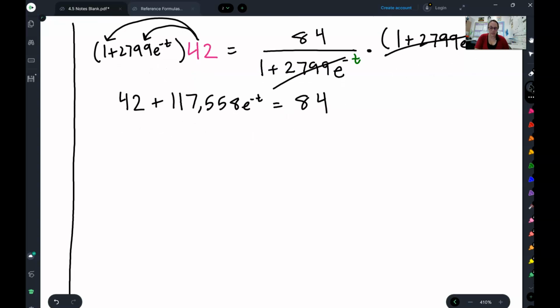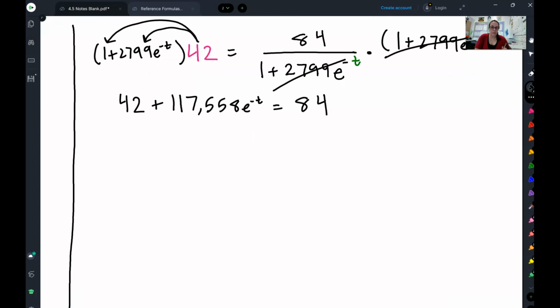Now this is much easier to solve. You should be able to solve it from here. So I would like you to pause the video at this point, solve for t from here to find out how many days until 4,200 students get a popsicle.